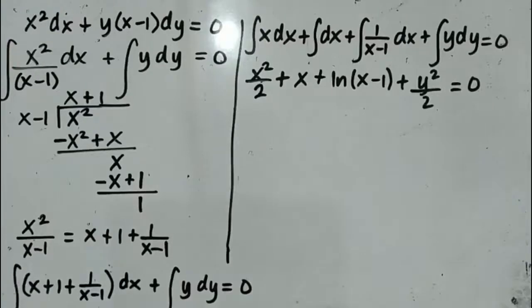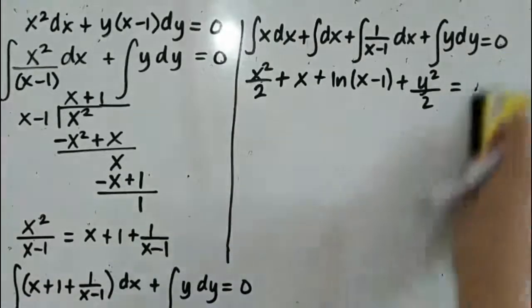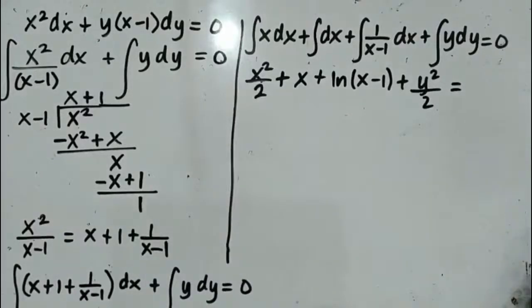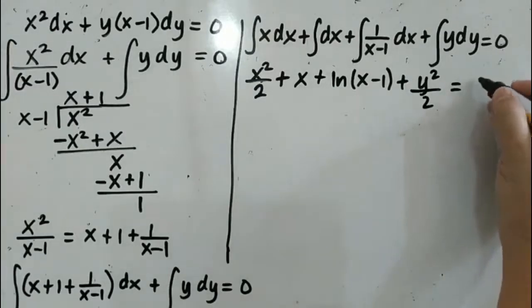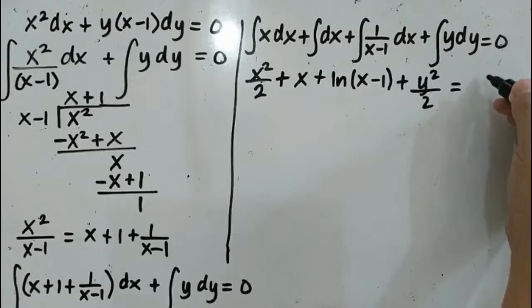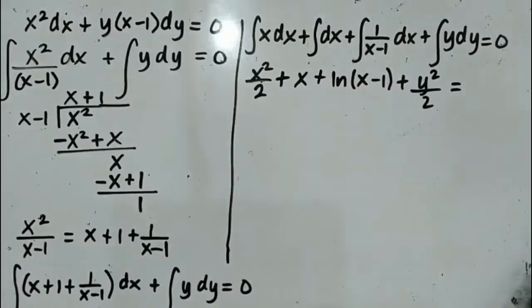And now we simplify the whole expression. After we integrate, we have our constant of integration. We should write our constant of integration here. So our constant of integration, instead of simply writing c, we can write ln of c.